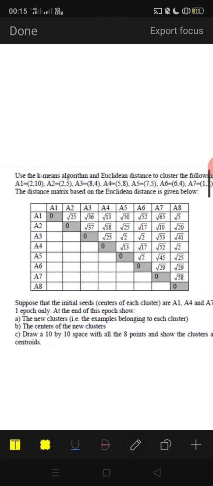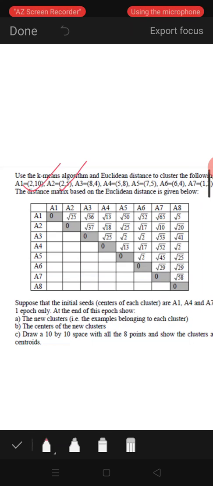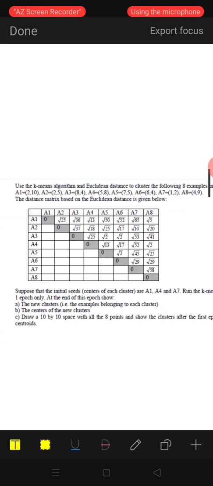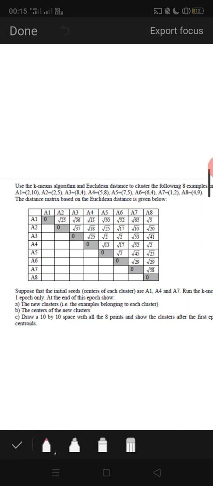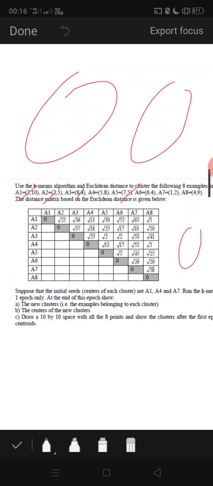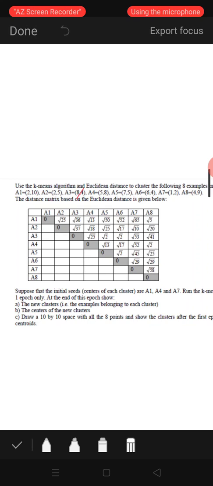They have given points like this: A1 is 2 10, A2 is 2 5, A3 is 8 4, A4 is 5 8, A5 is 7 5. A1 to A8, a total of 8 elements are there. You have to make clusters. Which elements will come in one cluster, A1 or A2? Which elements will come in another cluster? You have to make the clusters using k-means.